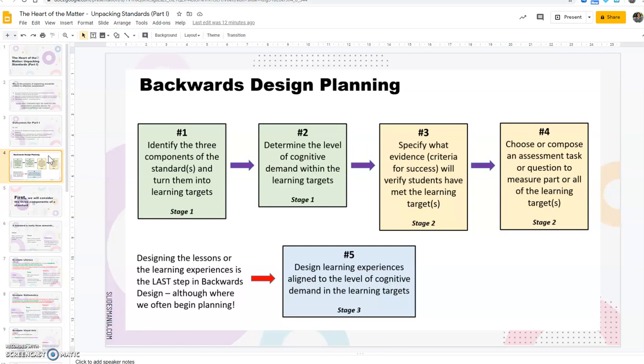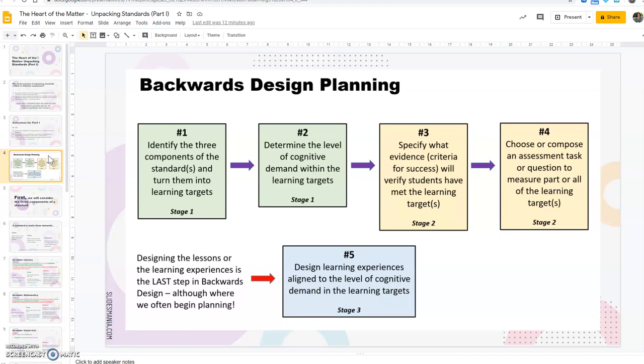and Jay McTighe, we have three stages. Stage one has two parts. First, identifying the components of the standards, or in other words, unpacking them. And the second part is to determine the level of cognitive demand within those learning targets.